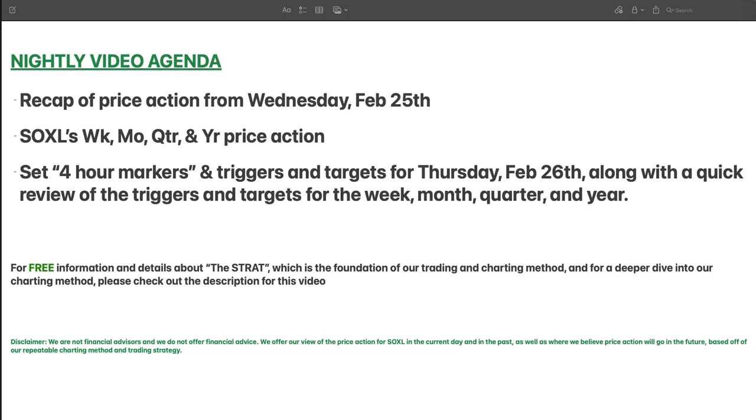We'll go ahead and recap the price action from today, Wednesday, February 25th, before we zoom out and look at the week, month, quarter, and year price action. Then we will zoom back in to set the 4-hour markers and the triggers and targets for Thursday, February 26th, and we'll do a quick review of the triggers and targets for the week, month, quarter, and year as well.